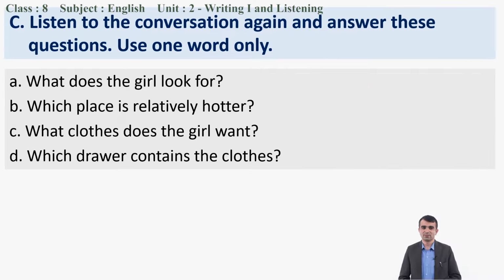C. Listen to the conversation again and answer these questions. Use one word only. What does the girl look for? Just write one word. You do not need to write the sentence itself or more than one word. Okay? Ready? When you get the word, write quickly with the pencil you have. Okay? Good. Let's start.